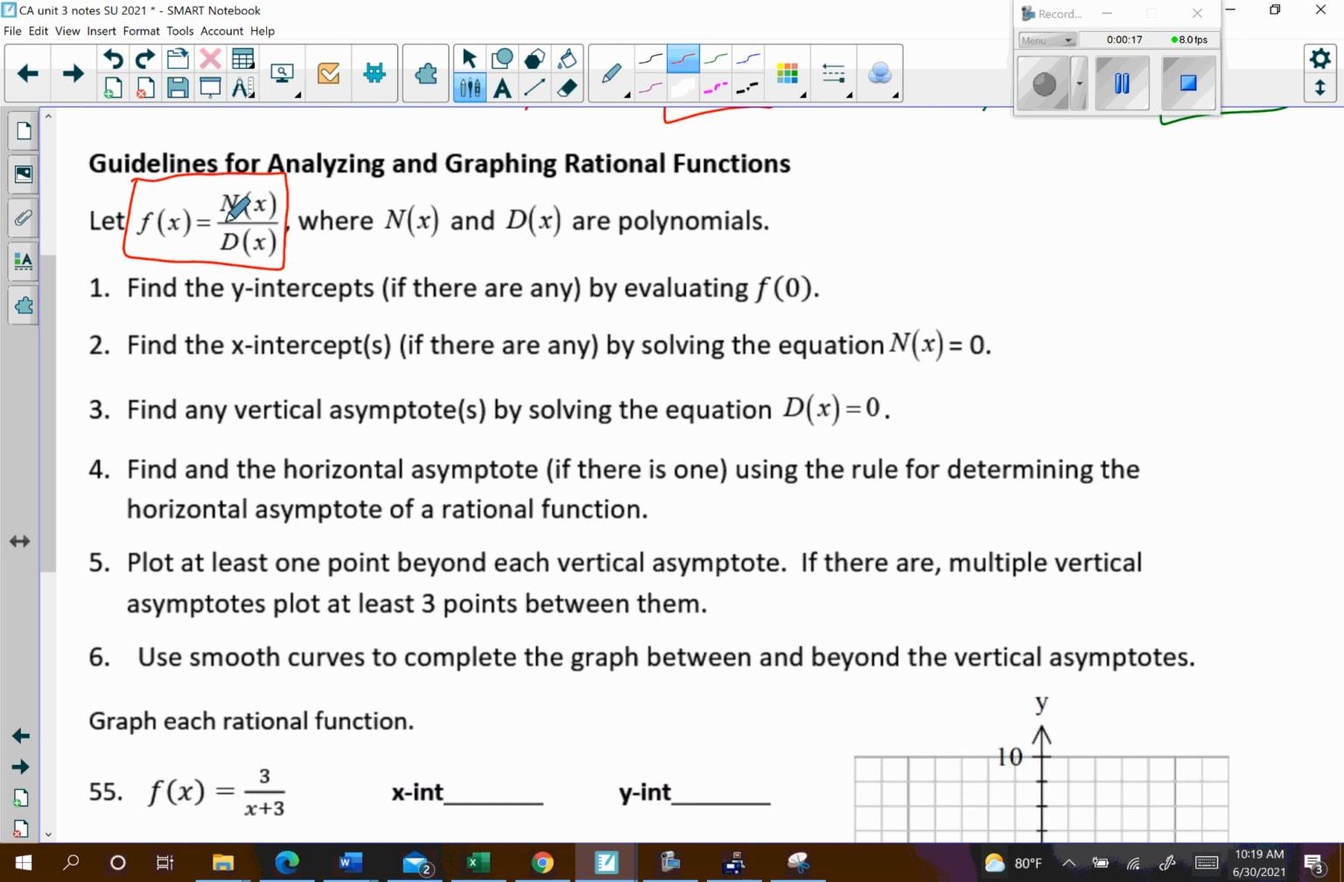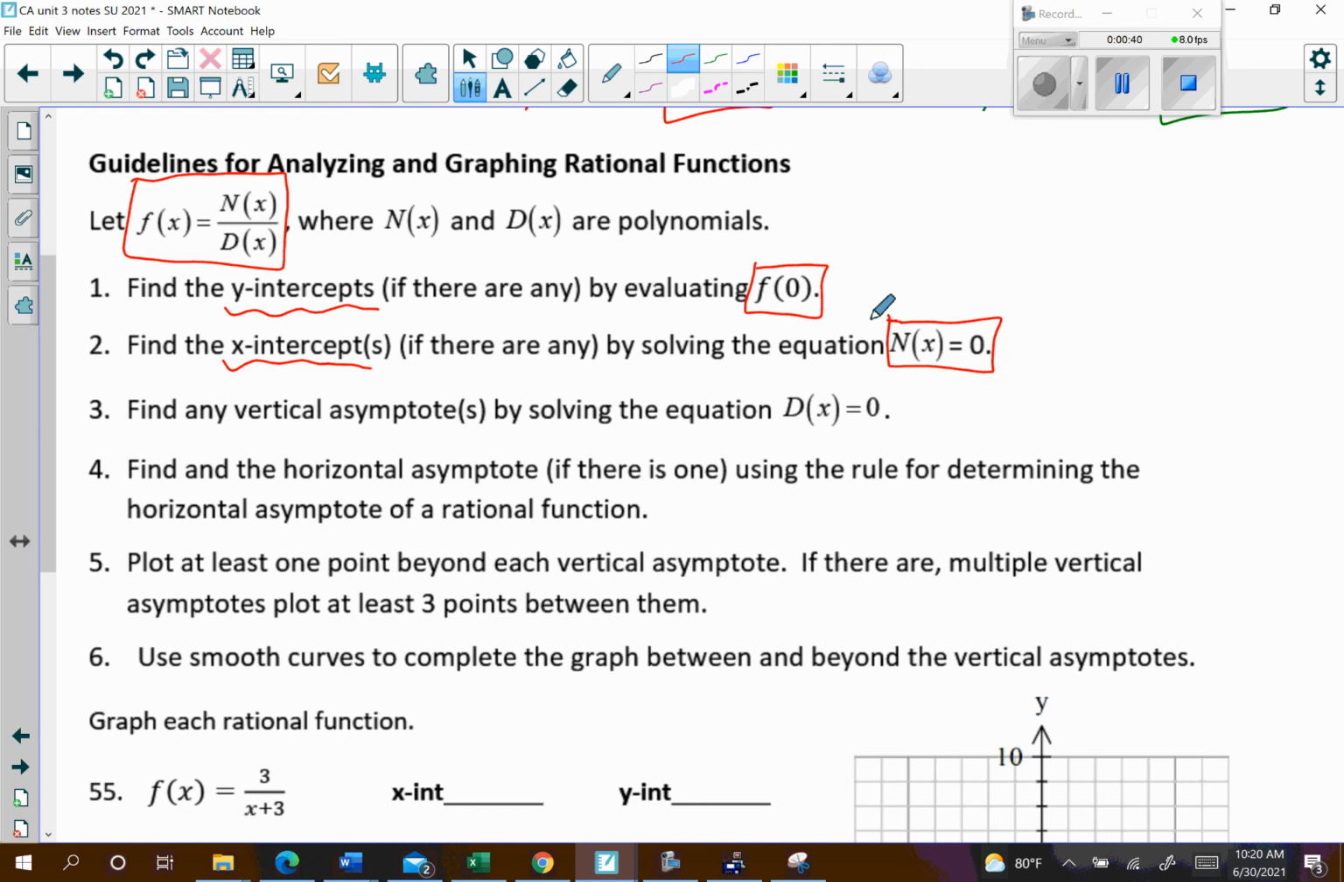And so what we're going to do, step one, is find the y-intercepts, if there are any, by evaluating f of 0, and that's by definition. You let x equal 0 to find your y-intercepts, if there are any. And then step two, find your x-intercepts, if there are any. And what we do there is we set the numerator equal to 0 and solve.